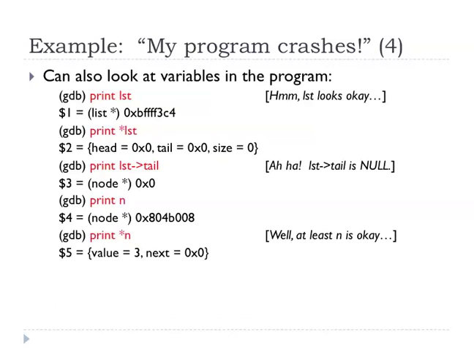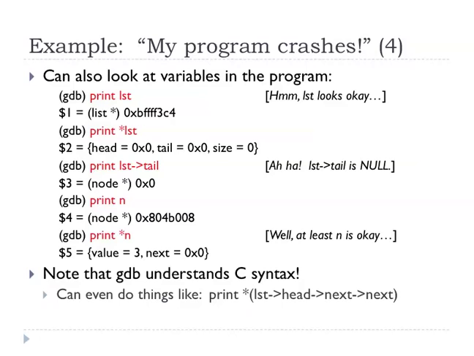So print list, print star list will actually print out the contents of a struct, which is really helpful. List arrow tail, print n. You can look at what n was. That's the new node that was created. Hey, that thing was allocated properly. Print star n. That dereferences the pointer, so it'll print out the contents. So value is 3. Next is null. That's the way it should be. Right? So this is really cool.